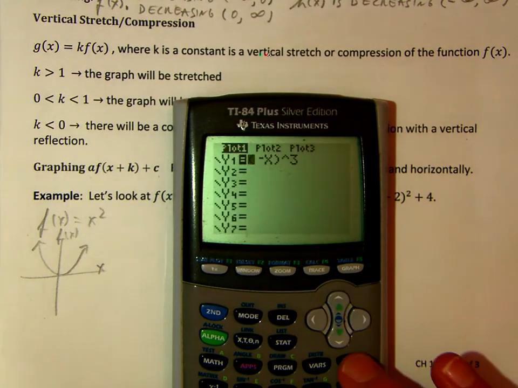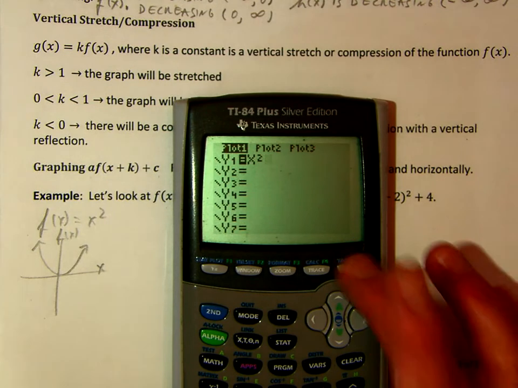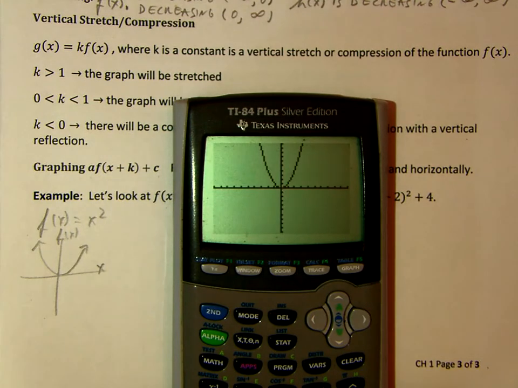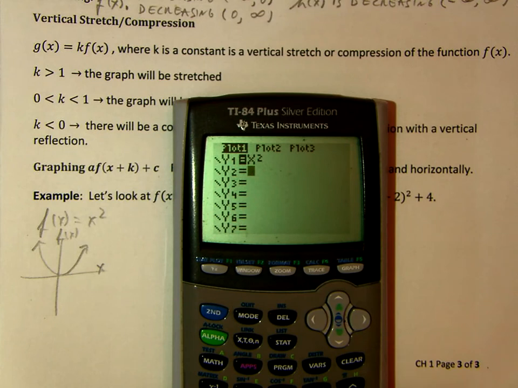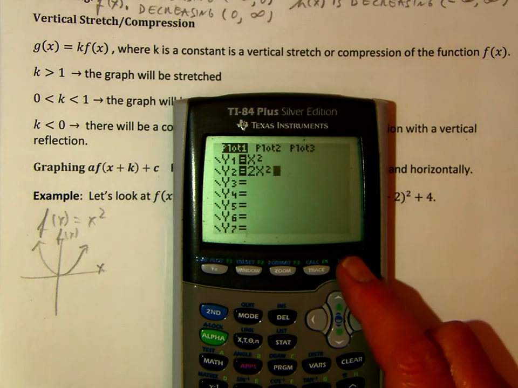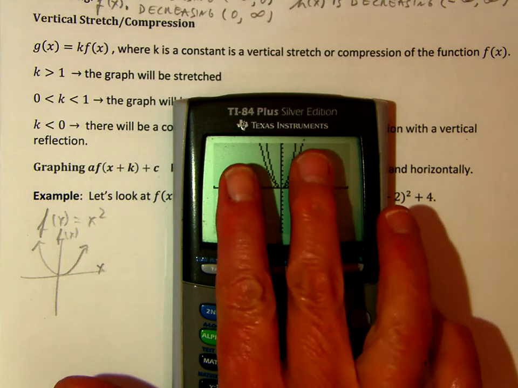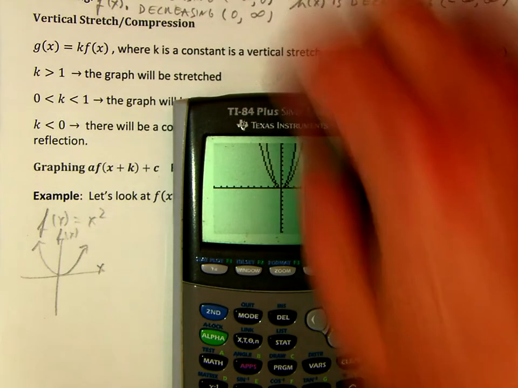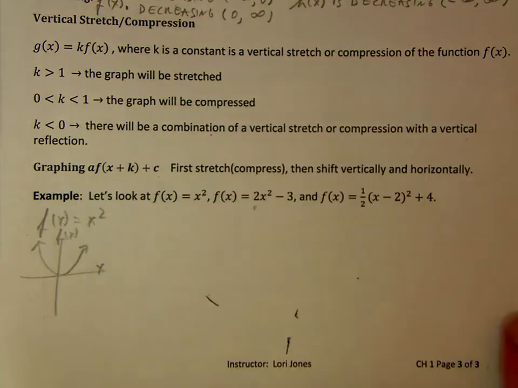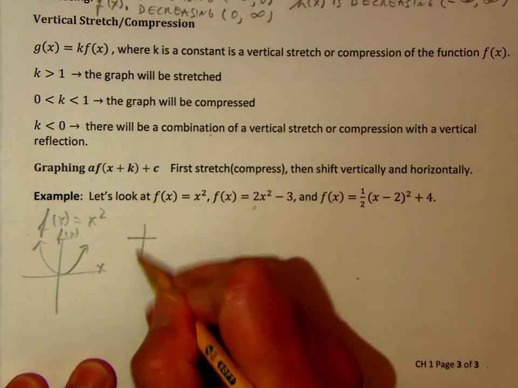If I first put in x squared, we know what that looks like. Then we put in 2x squared. Look how it changes. It looks like it's getting skinnier. And the reason it's getting skinnier is this is stretching up. So, for example, if we just look at a few tables, we can get an idea.